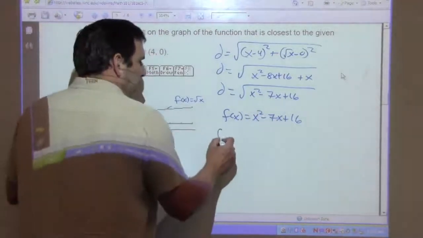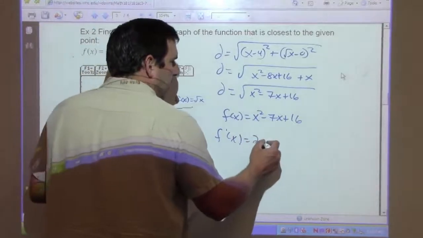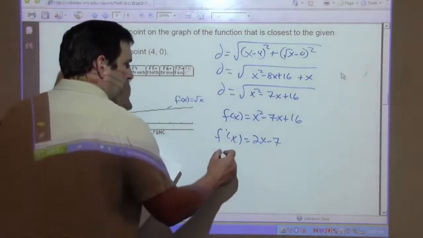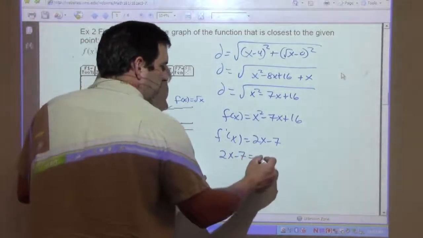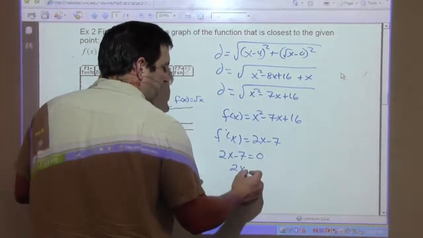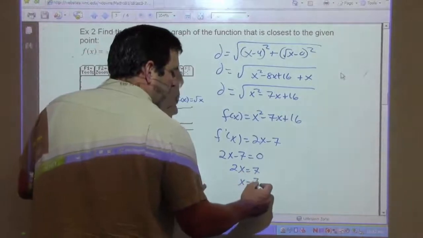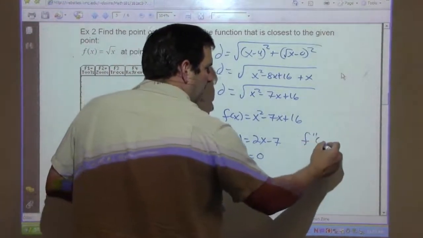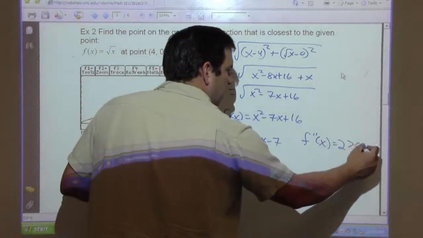So f prime of x would be 2x minus 7. If we take 2x minus 7 equals 0, 2x equals 7, or x equals 7 halves, which is 3.5. Also, f double prime of x is just going to be 2, which is positive.